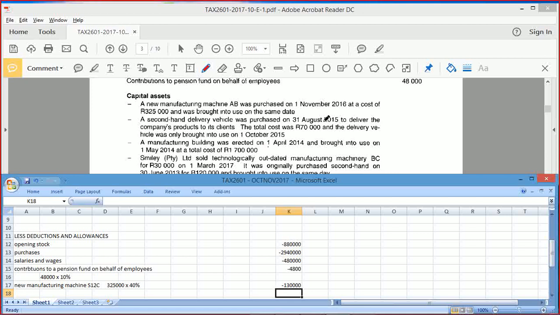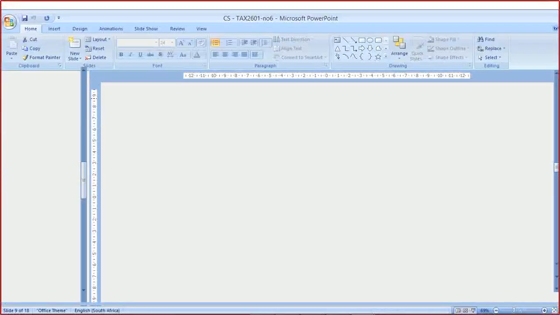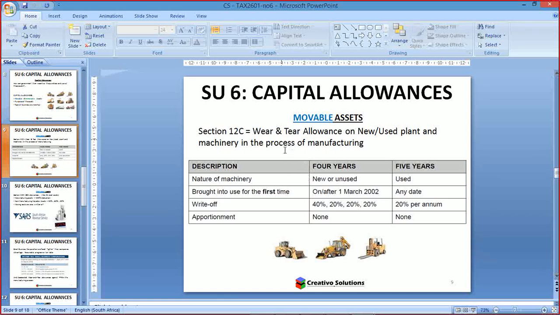This is two assessment periods ago. Yeah, but are we still in the current financial year? No, we're in 2017. We're not in 2015 anymore. What I'm trying to say is, do the write-offs still apply? Yes, because it's only been 2 years after it has been purchased. So it hasn't been fully written off. Good. So it's a movable asset.